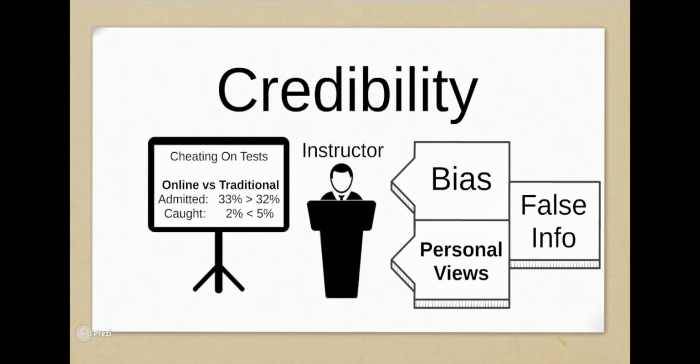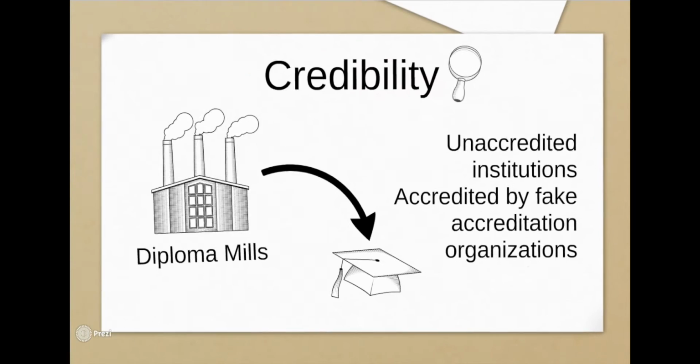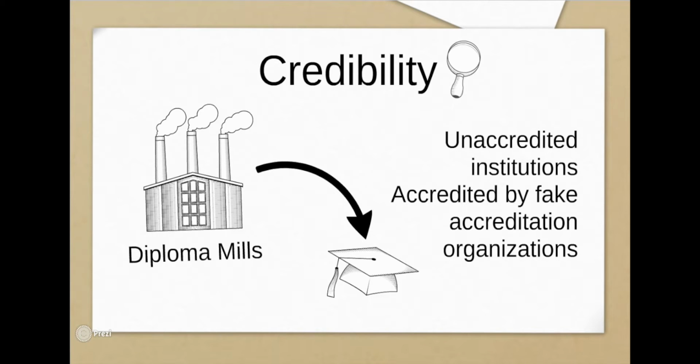There are also concerns regarding the credibility of the instructors. Because the students are not in a physical classroom, there is less outside discussion about the behavior and details of the instructor's lectures. The possibility of lectures pushing political, religious, or other views, as well as false information, is increased. These problems are all assuming that the diploma itself is accredited. Some online diplomas come from either unaccredited institutions or ones that were accredited by fake accreditation organizations, also known as diploma mills.